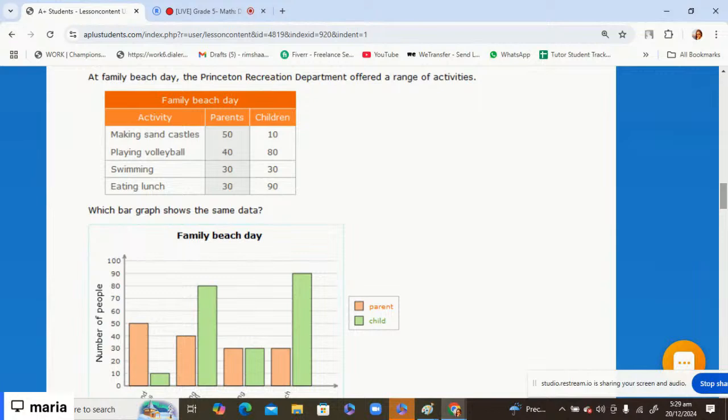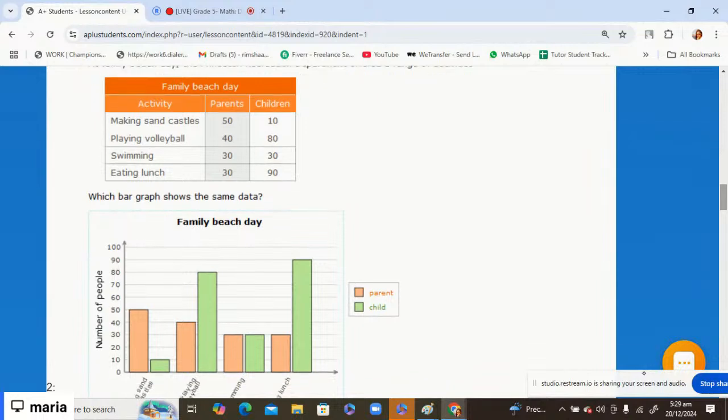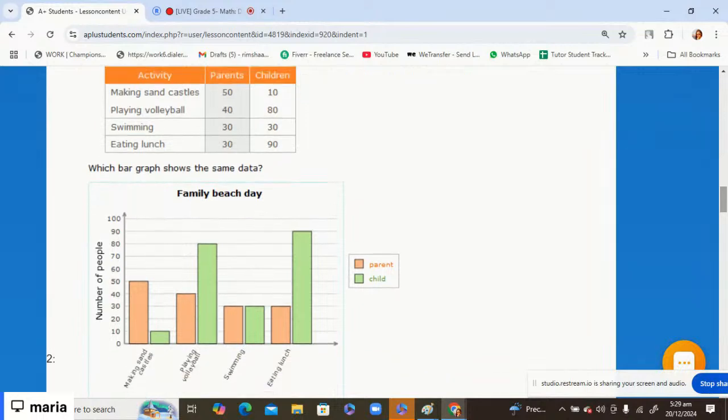Check it out in the first one. The parent is represented by the orange color and the child by the green color. So, making the sand castle, it's 50 and 10. This is right. Playing volleyball, it's 40 and 80. This is also the same.